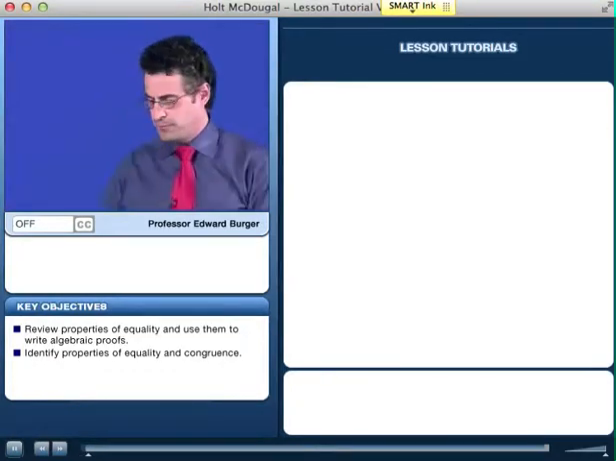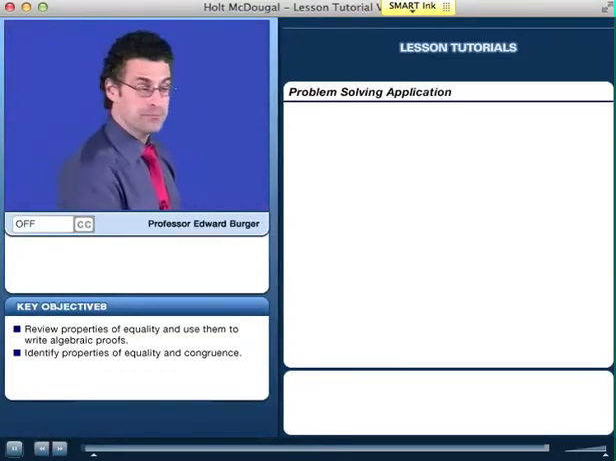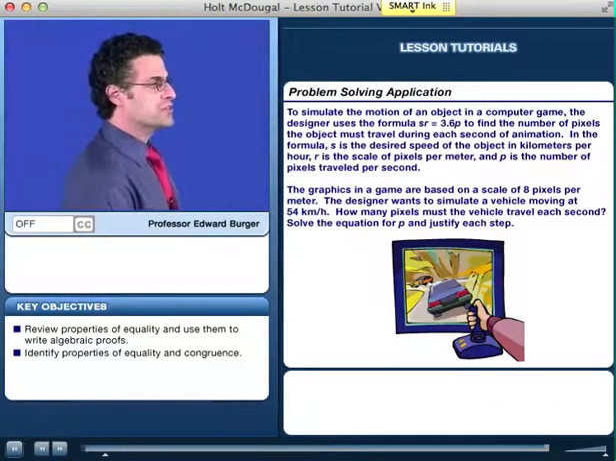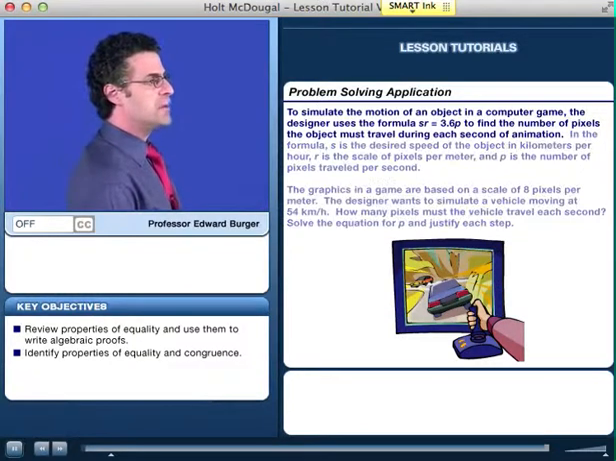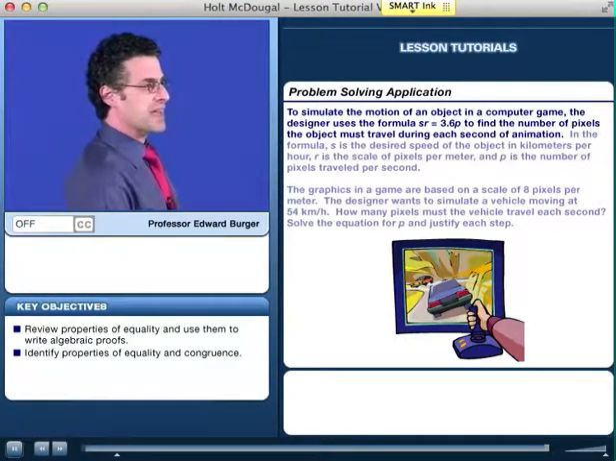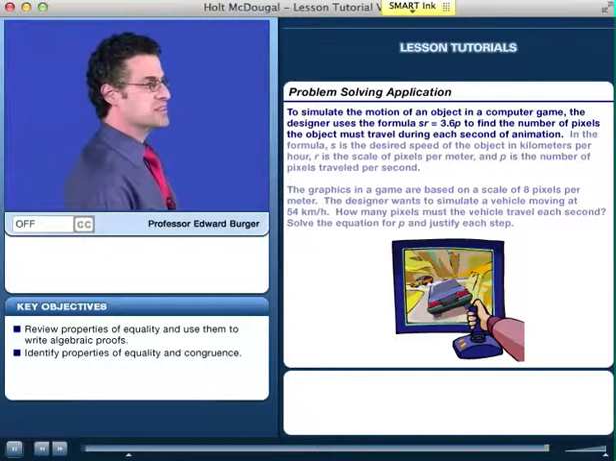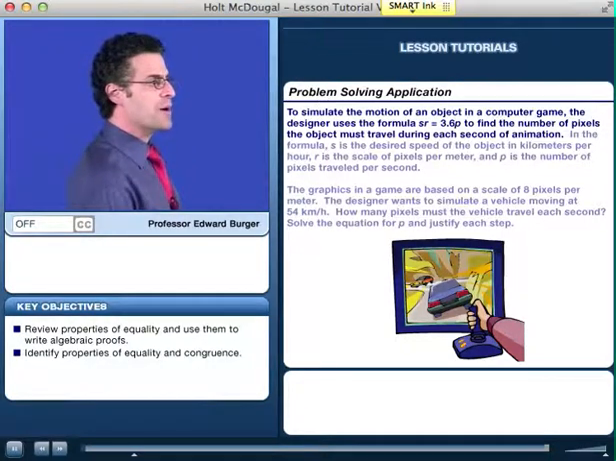Let's look at another example, a little more applied. And this is a little more high-tech, too, sort of fun. To simulate the motion of an object in a computer game, the designer uses the formula S times R equals 3.6p to find the number of pixels the object must travel during each second of animation.